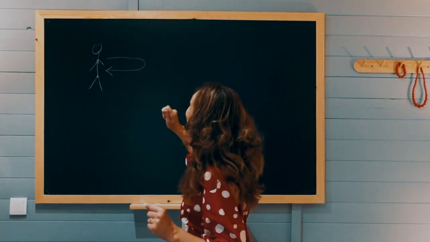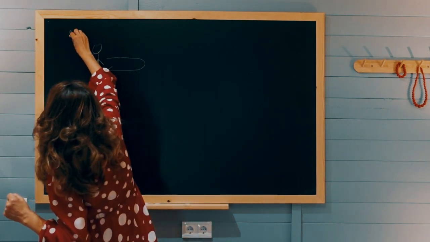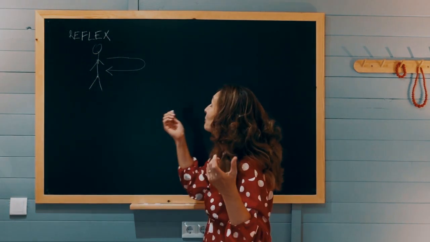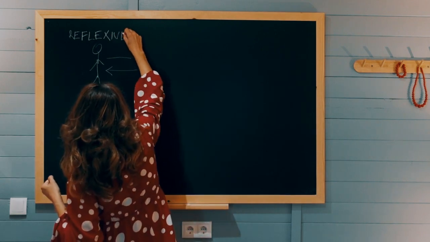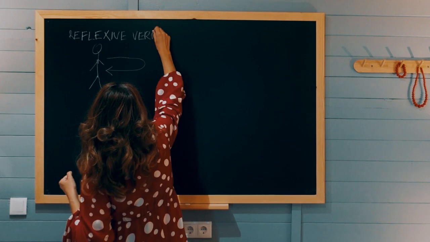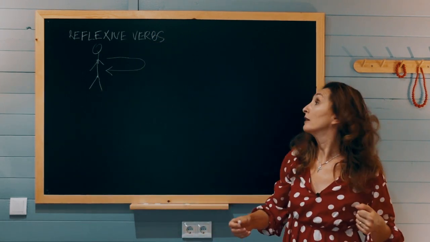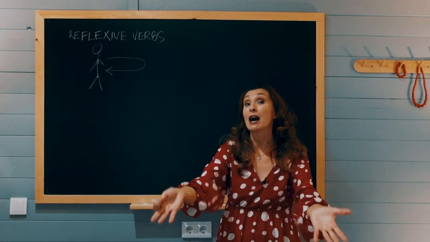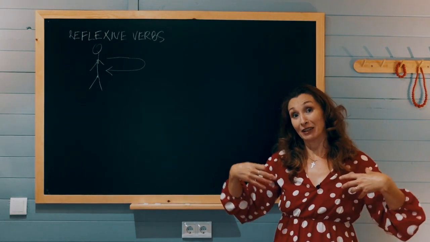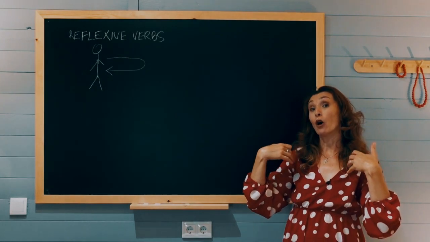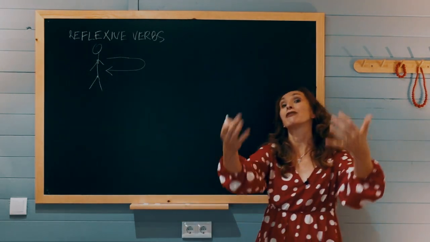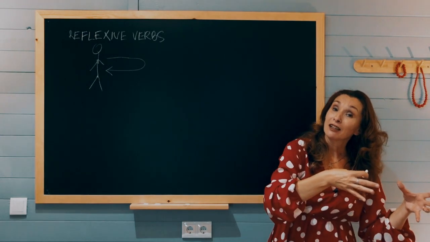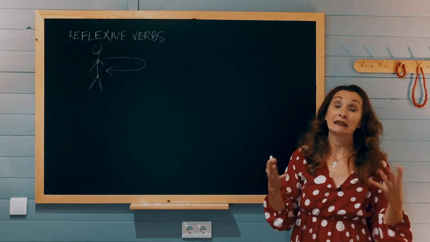So this is how you could represent reflexive verbs visually. You have someone that does something, so an action springs out, but then that same action that they are performing is actually performed on themselves. So it comes back, it's reflected back on them. That's why the name reflexive verbs. So the origin of the action and the end are in the same person.